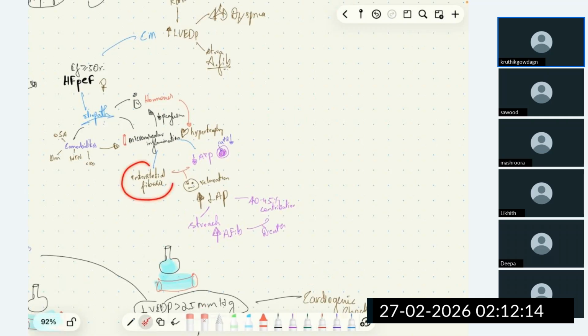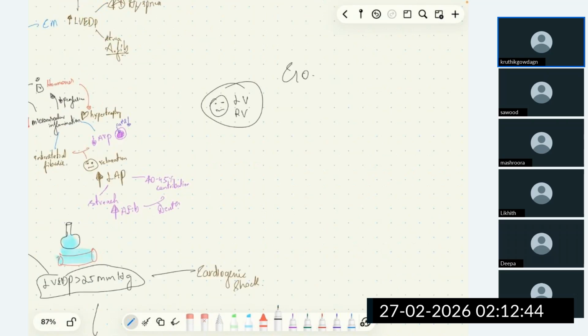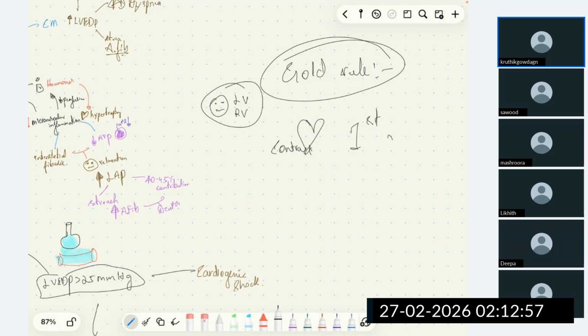The microvascular inflammation causes interstitial fibrosis. When there is microvascular inflammation, inflammation is followed by fibrosis, causing interstitial fibrosis and also reduced ATP. And due to this, interstitial fibrosis causes impaired relaxation of the left ventricle and right ventricle. What does impaired relaxation of the left and right ventricle cause? There is a golden rule in cardiology: in order for the heart to contract adequately, it should first relax adequately.